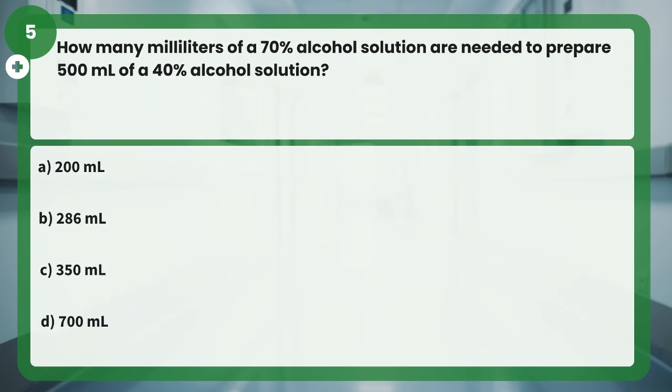Question 5. How many milliliters of a 70% alcohol solution are needed to prepare 500 milliliters of a 40% alcohol solution? A. 200 milliliters. B. 286 milliliters. C. 350 milliliters. D. 700 milliliters.